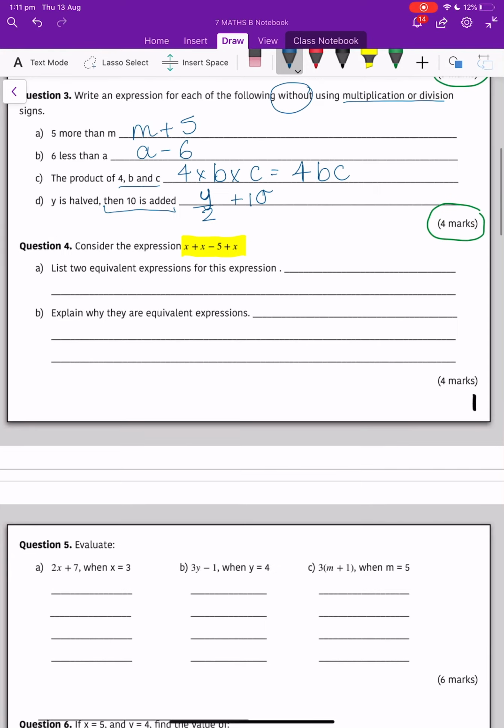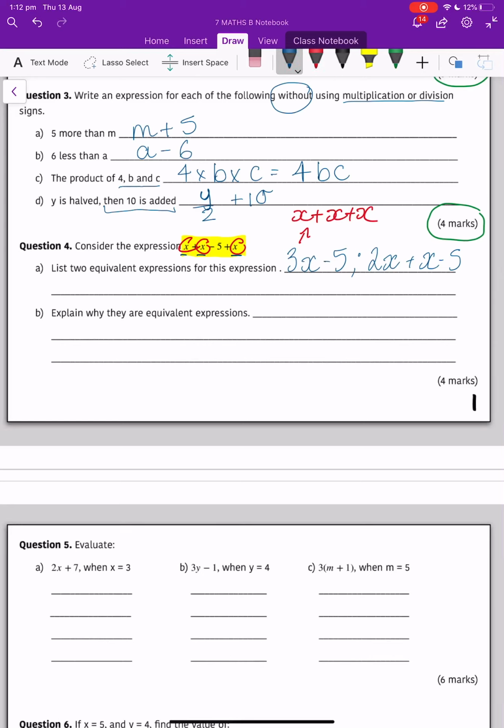List 2 equivalent expressions. Okay, so I have 3 lots of x. So one way I could write this is 3x. Then I'm just going to write take 5. So that is the same, okay? Another way I could write this is 2x plus x take 5, okay? So these are 2 equivalent expressions because remember, 3x is just x plus x plus x, okay? And you've got 3 x's in your expression, okay?